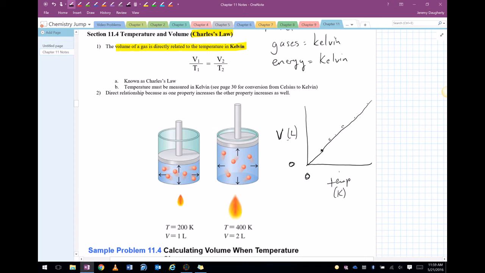Now that can't be true, because all matter occupies space. So that's why 0 Kelvin is what they think is the coldest temperature.